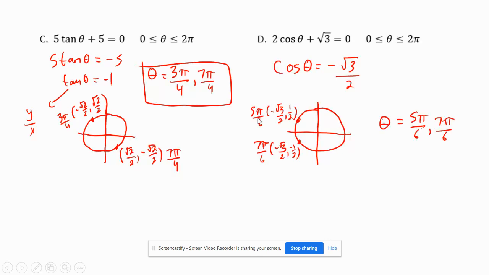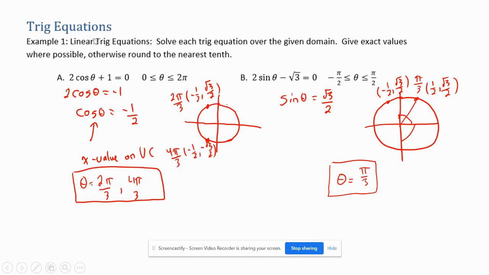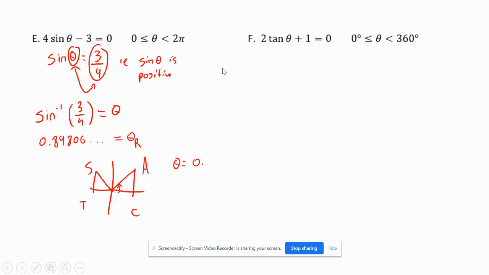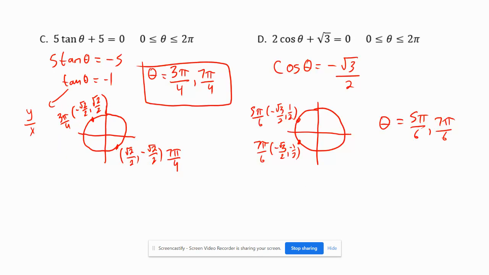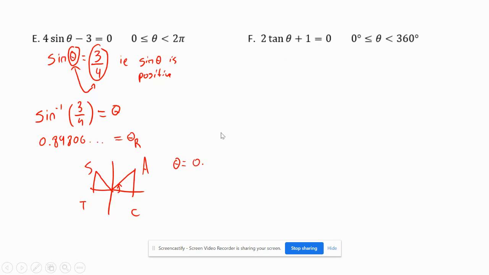Sorry, I'm just going to go back for a sec. I think I gave rounding instructions: round to the nearest tenth. So we're going to round to the nearest tenth for this question. I'm going to go 0.8. Now what this means is that the other reference angle, which is this guy over here, is also this value of 0.84806.